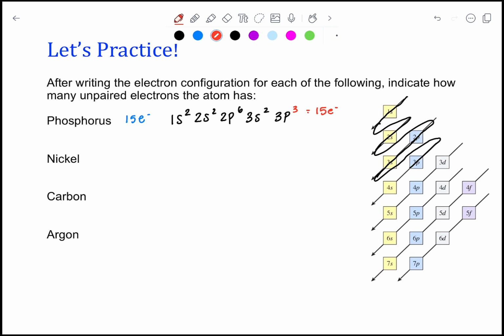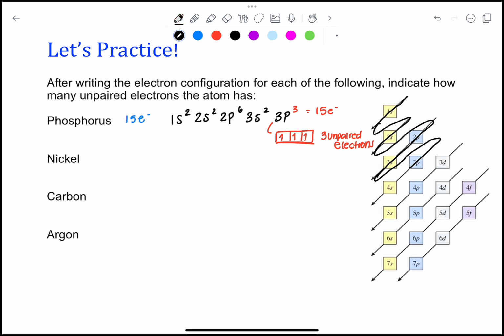Okay, so my next question was how many unpaired electrons are in the atom? Well, if we look at an orbital diagram for 3p, if I have 1, 2, 3 electrons, I'm going to put them into their individual boxes before I start pairing them up. Since there's only 3 electrons, I put 1 electron in each box, meaning I have 3 unpaired electrons. So each of these electrons are in their individual orbitals, not paired up yet, so they're unpaired.